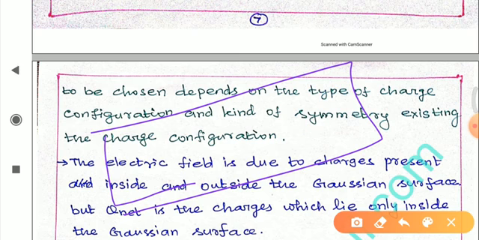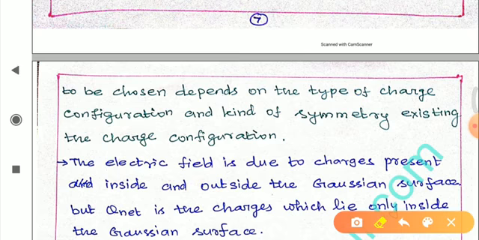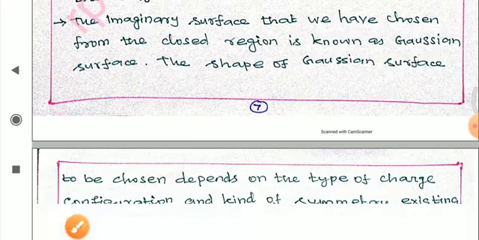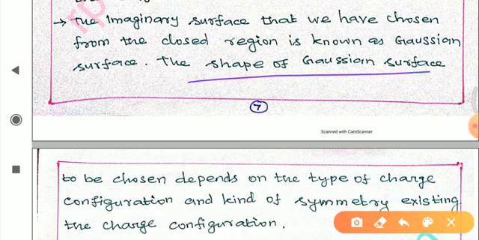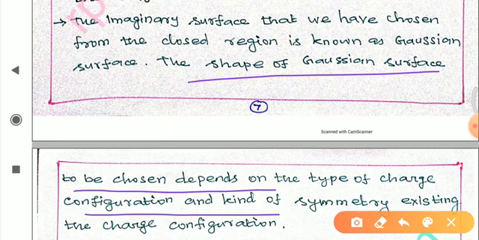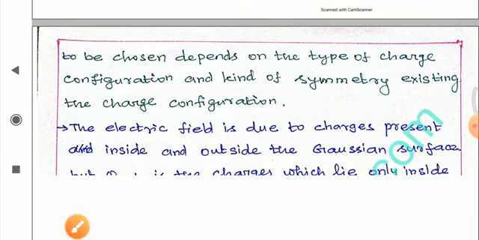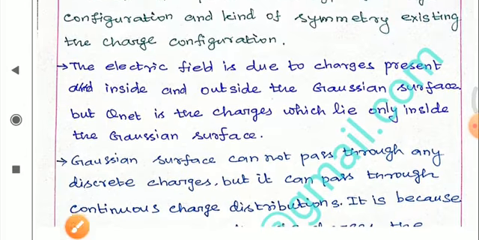Are you clear? That's why I have given this. The shape of the Gaussian surface to be chosen depends on the type of the charge configuration and the kind of symmetry existing in the configuration. Okay, then what is the next point?